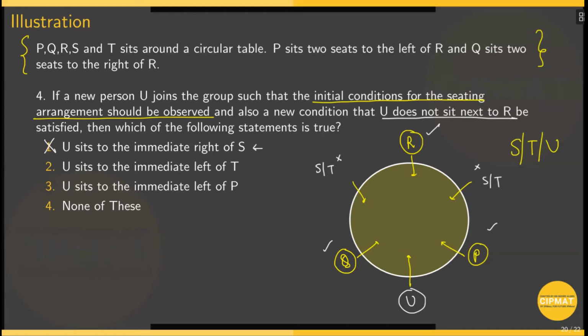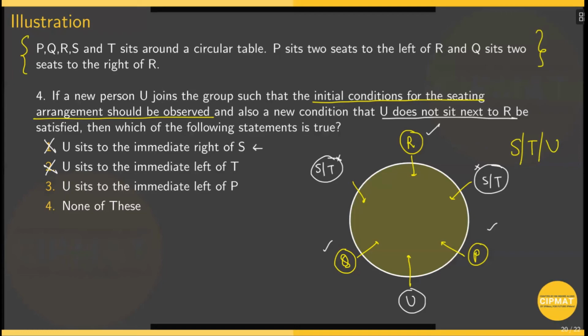Option number 2, let's understand. U sits to the immediate left of T. Clearly, T can either take this place or T can take this place. So to the immediate left or right of T, again the possible options are R, Q, and P. You cannot take that place. So again, the second option is incorrect.